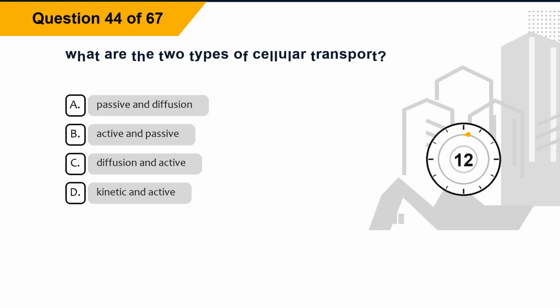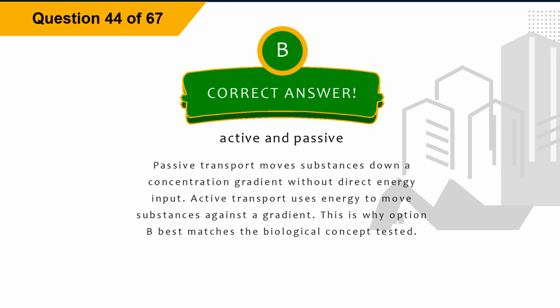Question 44. What are the two types of cellular transport? Option A, passive and diffusion. Option B, active and passive. Option C, diffusion and active. Option D, kinetic and active. The correct answer is option B, active and passive.